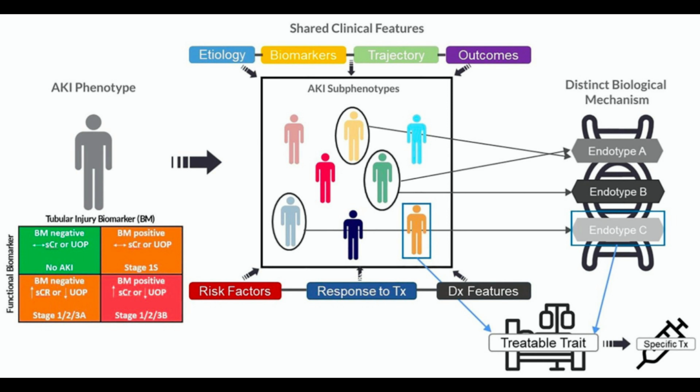Subphenotype describes a subset within a phenotype with unique clinical features. In AKI, subphenotypes can be characterized by various factors like etiology, risk factors, diagnostic features, and biomarkers. Endotype is a subset of patients sharing a specific biological mechanism of disease within a phenotype. Importantly, multiple endotypes can exist within a subphenotype or across multiple subphenotypes. Treatable trait is a characteristic within a subphenotype or endotype that can be effectively targeted by an existing intervention.